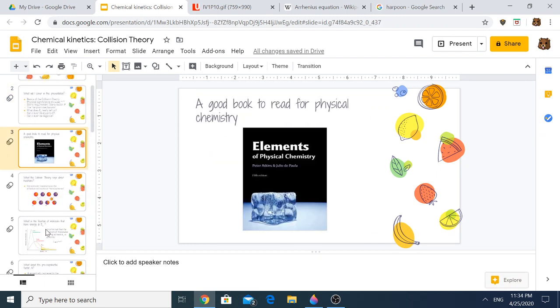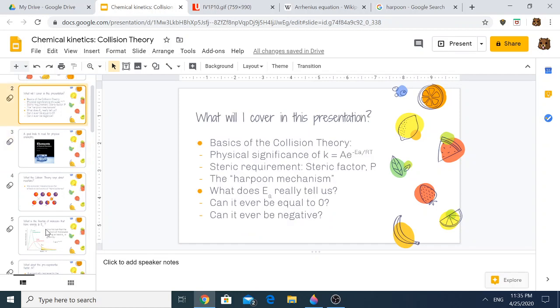And if you're really interested, do go read up this book. It has 2 or 3 chapters on kinetics, and not just all these conceptual stuff, but also higher level mathematical treatments and techniques, which for those who are more mathematically able, you may go and take a look at.